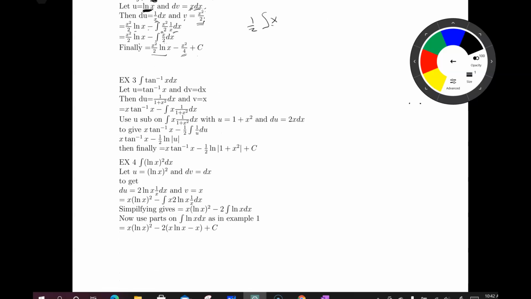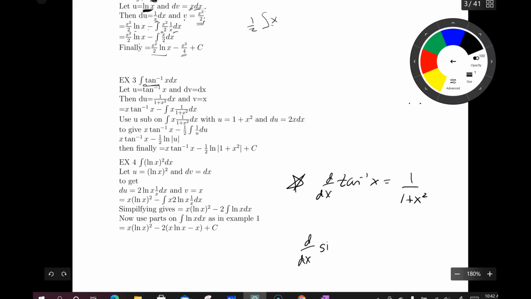Okay. Here we are, arctangent. You have to know the derivative of arctangent. That's 1 over 1 plus x squared. This is a big deal. It's going to come up a lot. And while we're talking about it, you need to know the derivative of arcsine. This is going to come up a lot. It's this one. These two you need to know and recognize.